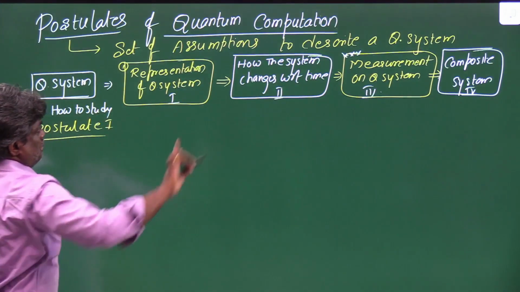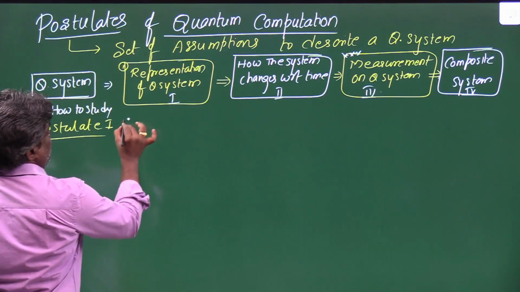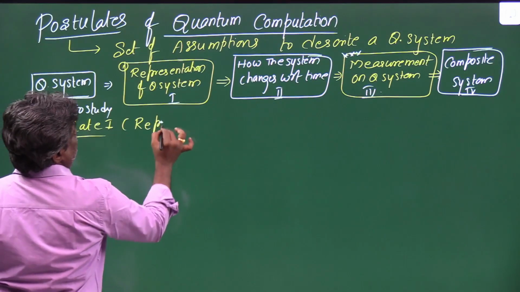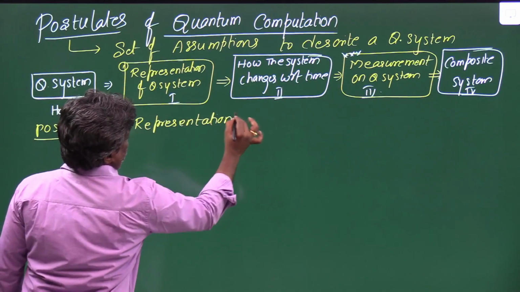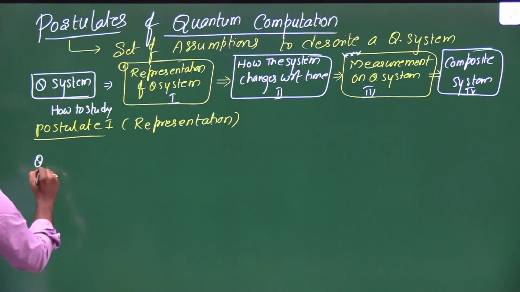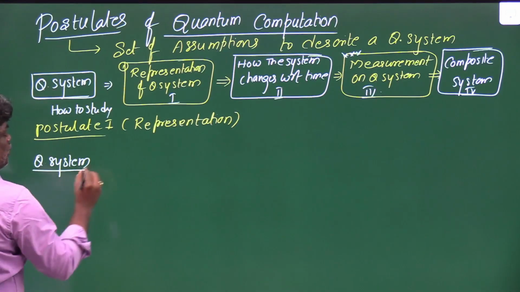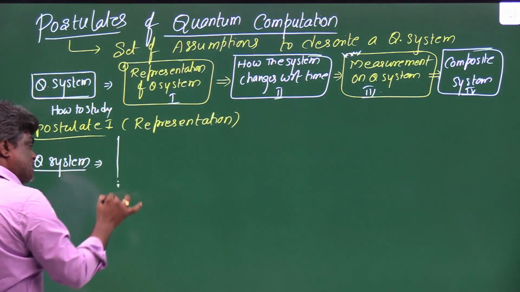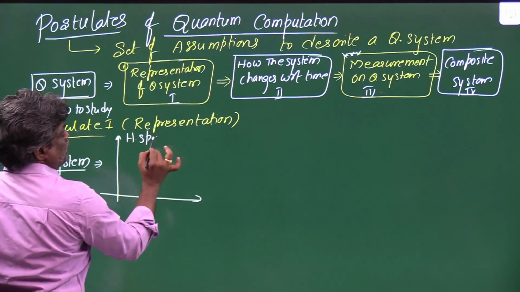So this is clear? Yes, sir. Right. Now first postulate. First postulate is simply a representation. Whenever we have a quantum system, what we have to do for that quantum system is construct a Hilbert space. This is my Hilbert space.